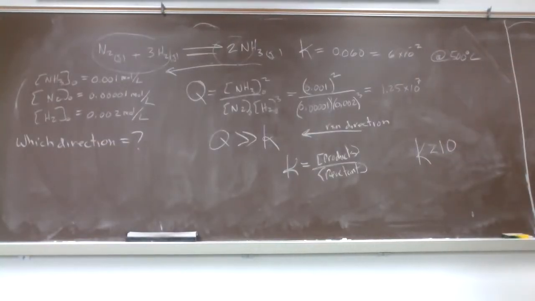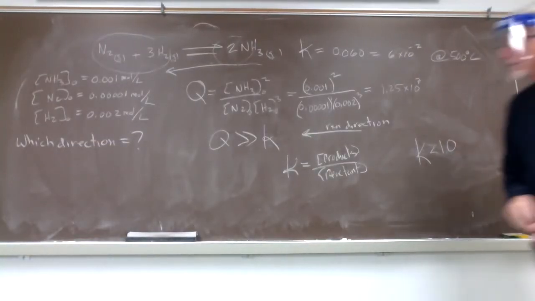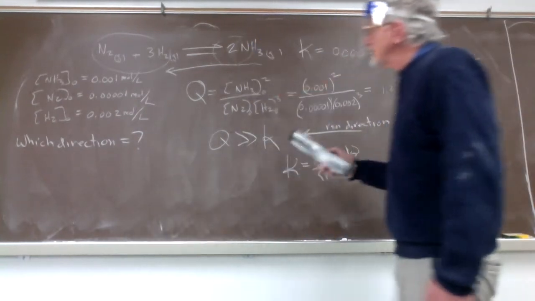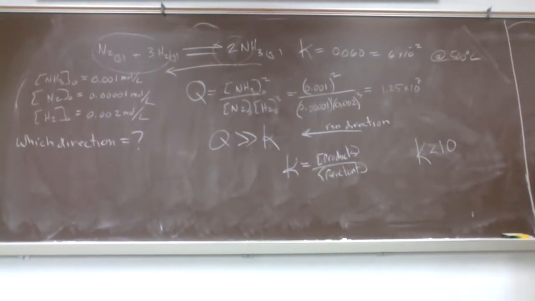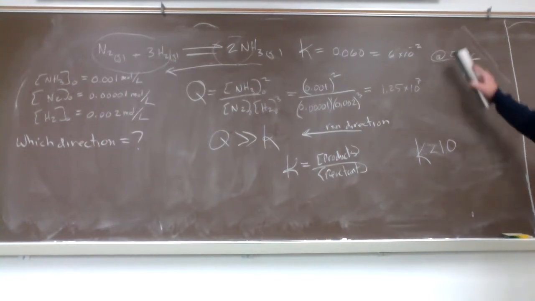Any questions on this? So we can use a knowledge of the equilibrium constant value to determine which direction a reaction will have to go to get to equilibrium when a particular set of concentrations are present. Does that make sense? That's what we were just showing.